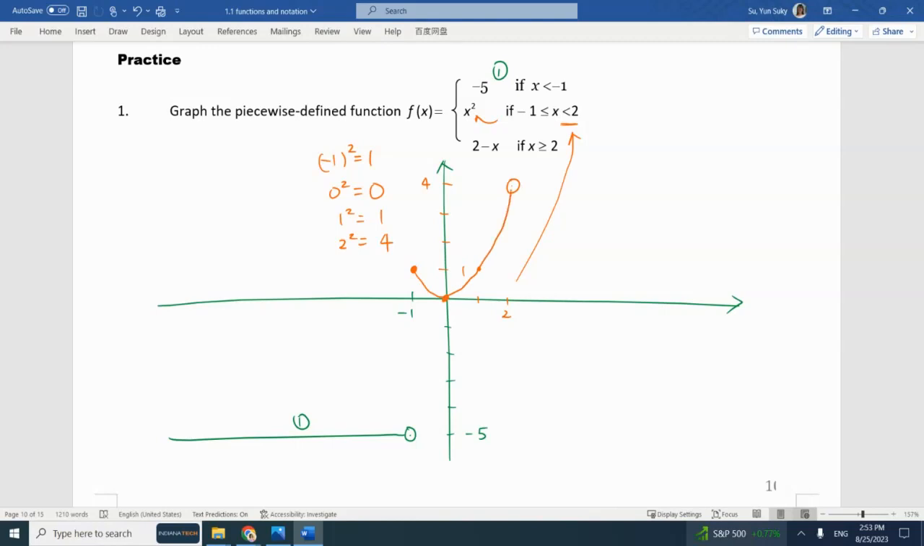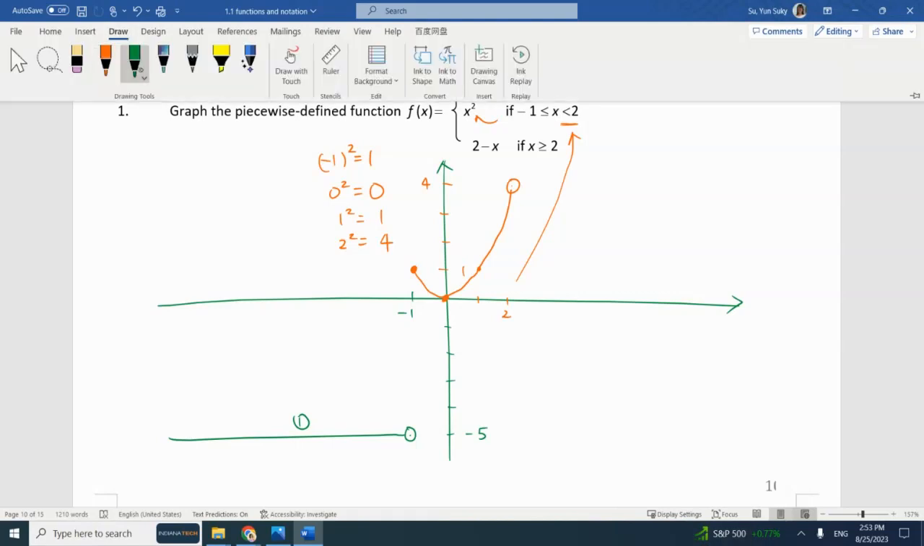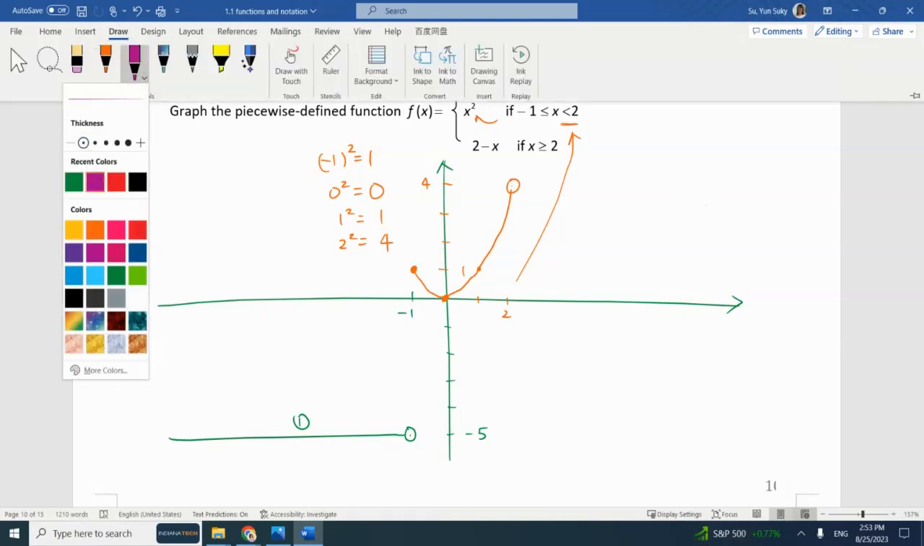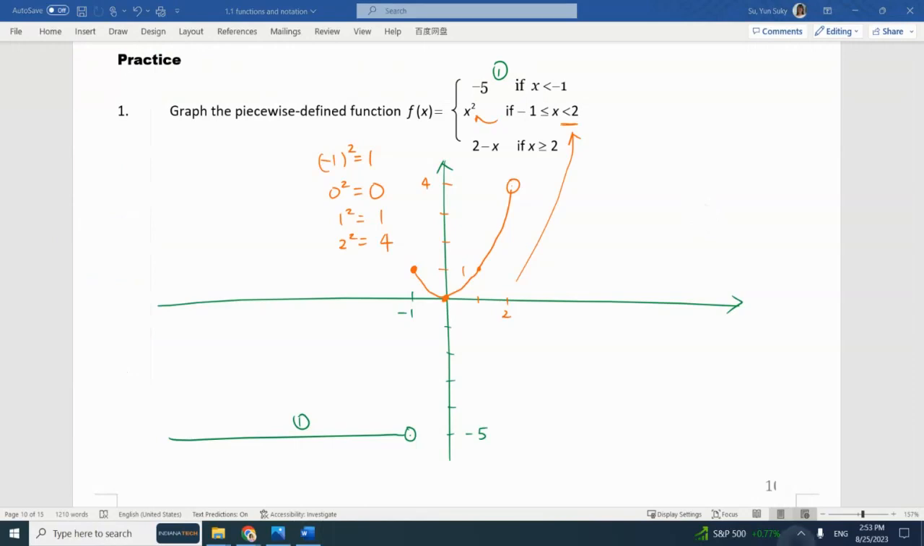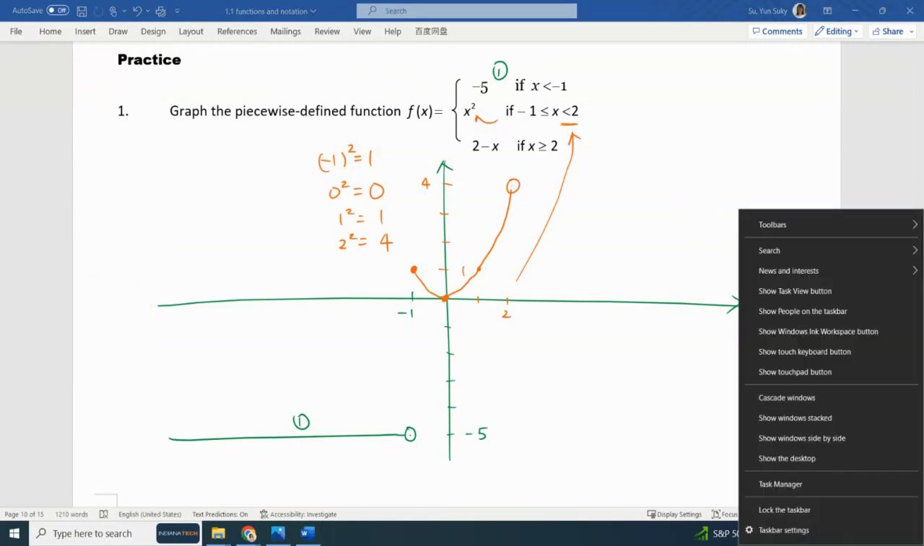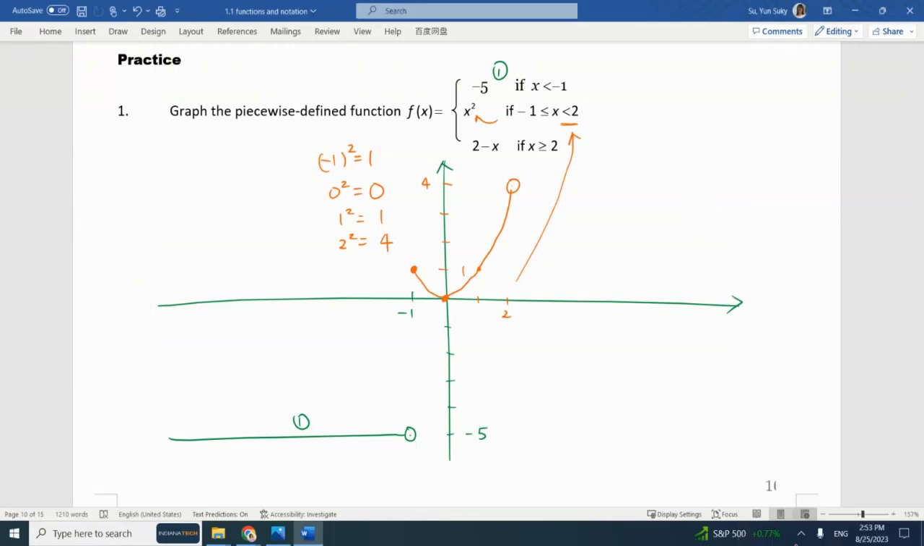Is that okay, everybody? Look at the endpoints, open circle or solid circle. Connect the points. Okay, last one. Last one, x is greater or equal to 2. See, the endpoint is 2. We plug into the formula. What's 2 minus 2? 0. Okay, (2, 0). Open circle or solid circle?